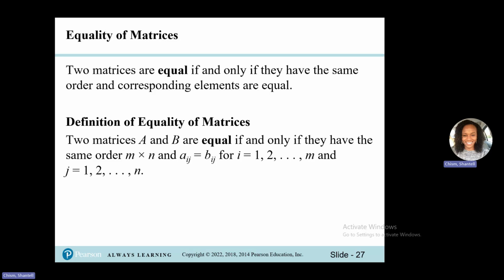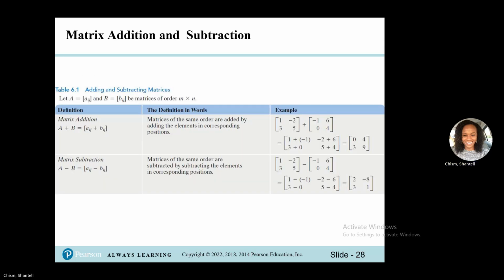Two matrices are equal if and only if they have the same order and corresponding elements are equal. So again, they will be equal if they have the same order, same size basically, and the same corresponding elements. The definition of equality of matrices: two matrices A and B are equal if and only if they have the same order, m by n, and the corresponding elements are equal.